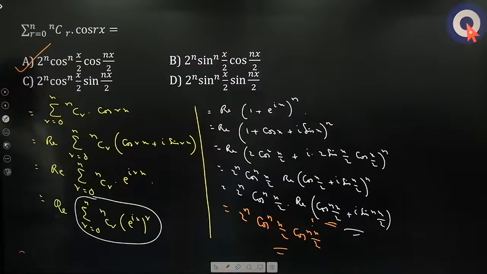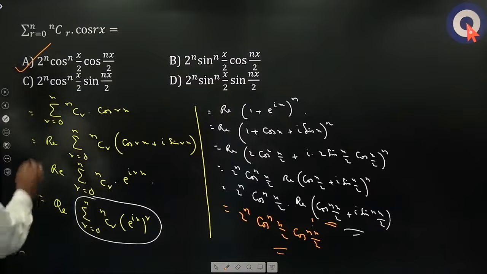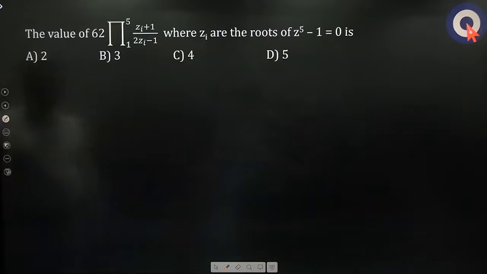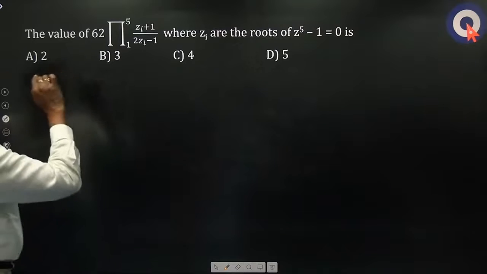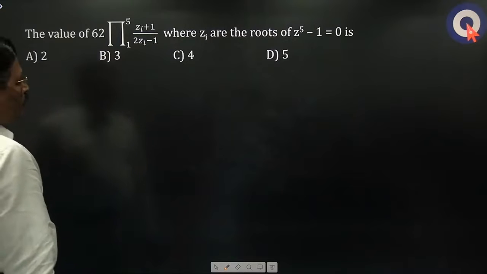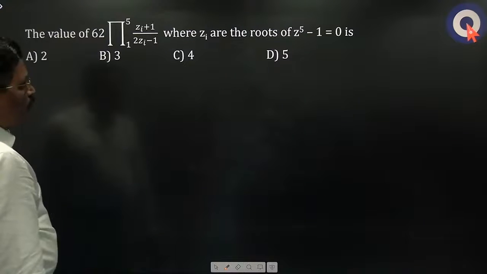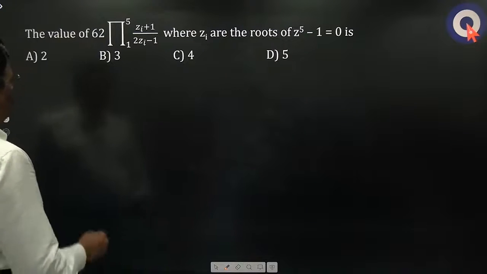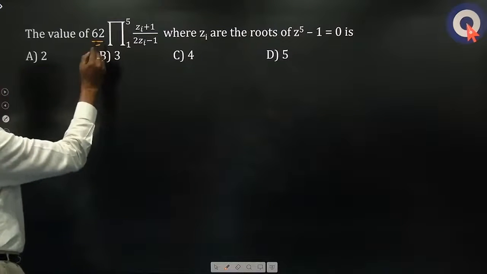All right. We shall now move on to the next problem. The value of 62 into the continuous product of (zi plus 1) by (2 zi minus 1), where zi are the roots of z power 5 minus 1 equals 0. All right. So 62 we can take care of later.